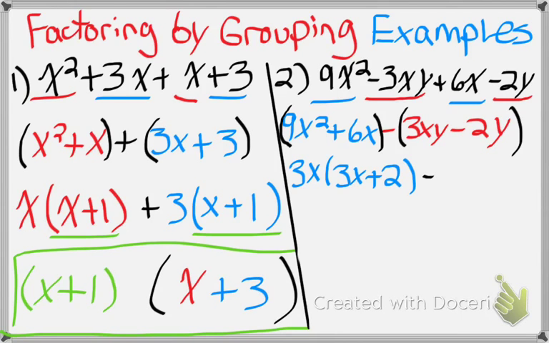Okay, now the only thing that 3xy and negative 2y have in common is just the y. So we're going to pull out the y, and if we do that, we'll be left with 3x for the first one, and for the second one we'll be left with minus 2. So if we pull out the y, we'll have y times (3x minus 2).